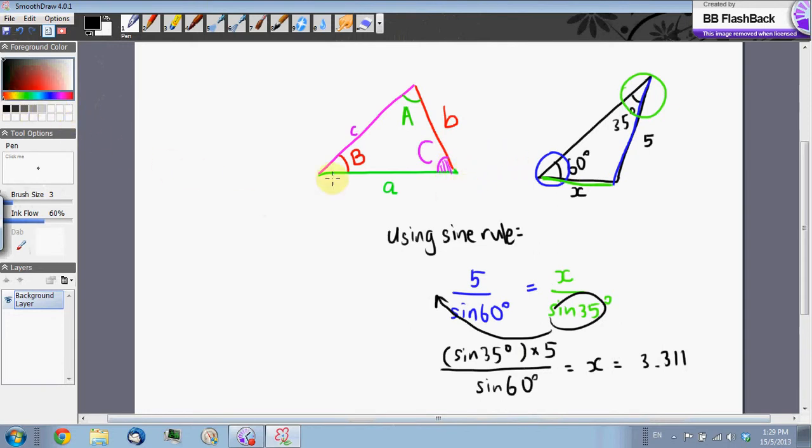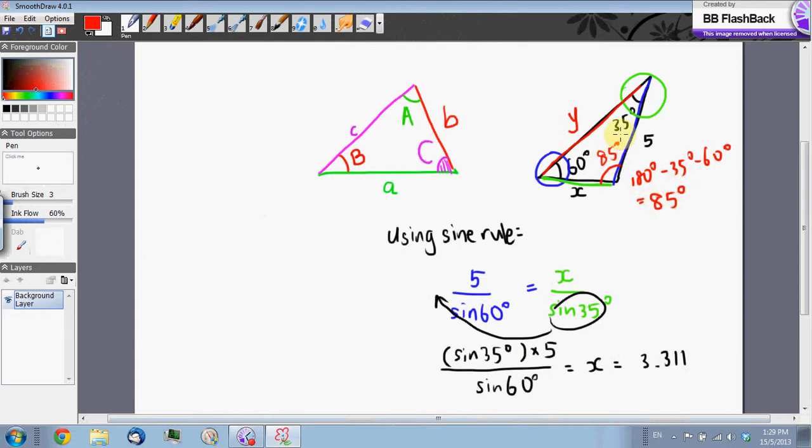Even if they ask you, for example, the length of this, let's make it y, all you need to do is just to find the angle of this, which you can do by 180 degrees minus 35 degrees minus 60 degrees, applying the sine rule. So 180 minus 35 minus 60 is 85 degrees. So this is 85 degrees.